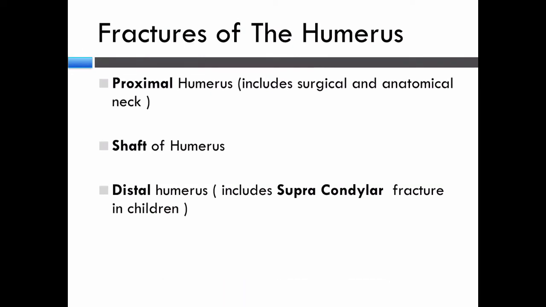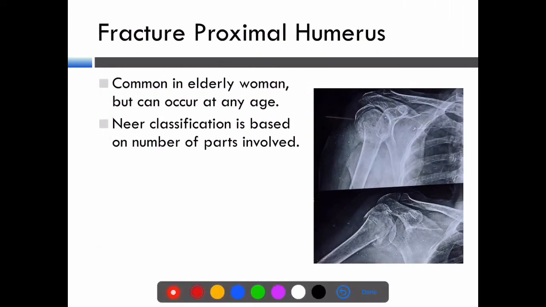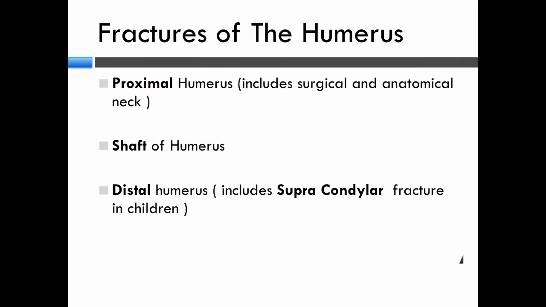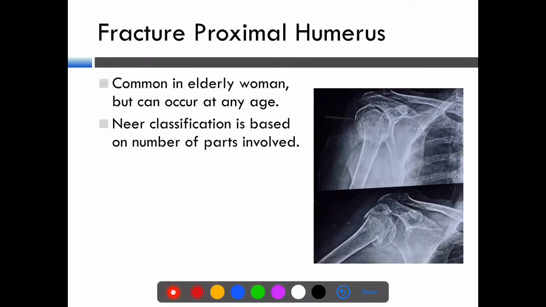So, next we come to the fracture of the humerus, which may be proximal humerus, shaft of the humerus and distal humerus. We will discuss only the proximal humerus fracture and the shaft of the humerus fracture today. The proximal humerus fracture is common in elderly women, but occurs at any age including children. Neer has classified it based on the parts involved.